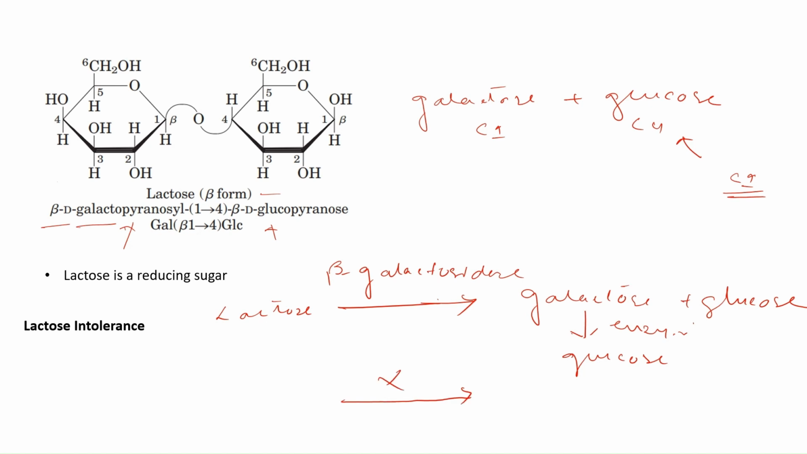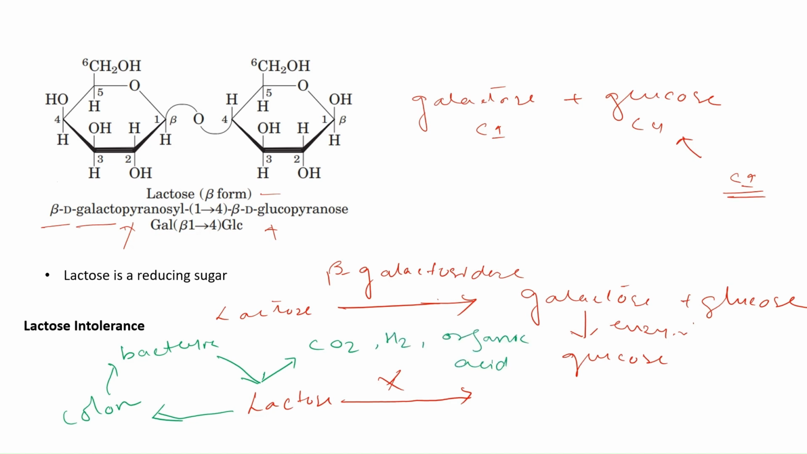In some adults, this enzyme beta-galactosidase is not produced, or it is produced in a very minute quantity. Because beta-D-galactosidase is not found in some, they cannot degrade lactose into galactose plus glucose. So this lactose will directly go into our gut or colon. In the colon, bacteria are found. They will degrade this lactose and form CO2, H2O, and some organic acids. These organic acids cause irritation or pain. This is known as lactose intolerance.